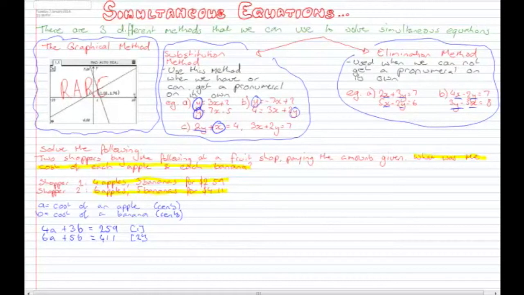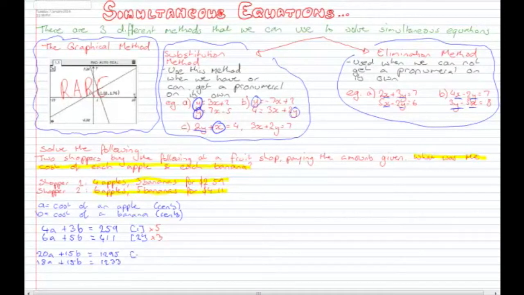What I'm going to do to get rid of B is I'm going to look for the lowest common multiple between 3 and 5, which is 15. So it means I need to multiply this one by 5 and this one here by 3 in order to get 15 B's. So multiply everything by 5 gets us 20A plus 15B is equal to 259 times 5 is 1295. Multiply all of equation 2 by 3 gets us 18A plus 15B equals 411 times 3 is 1233.